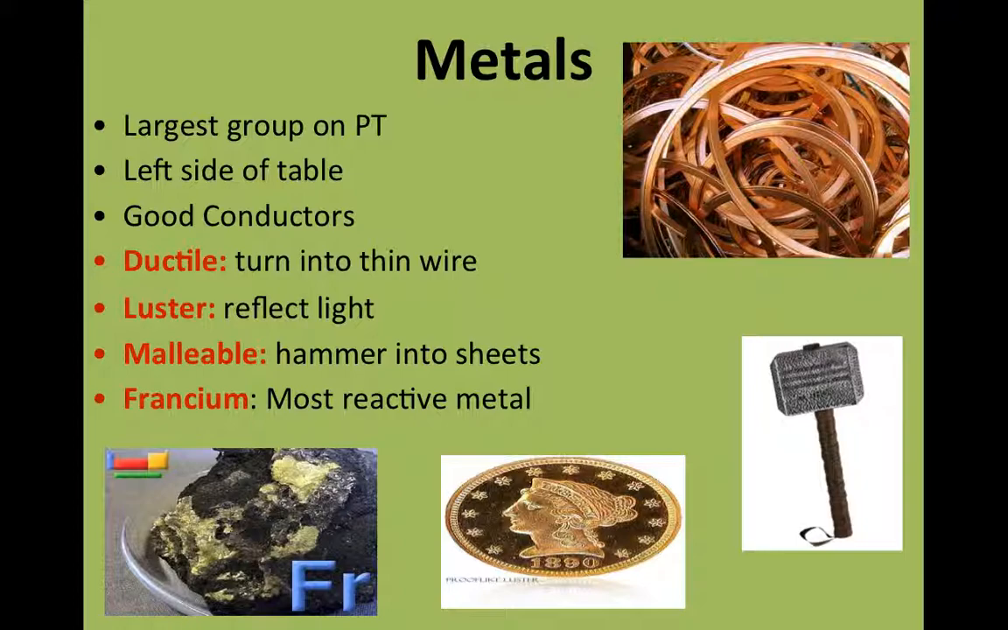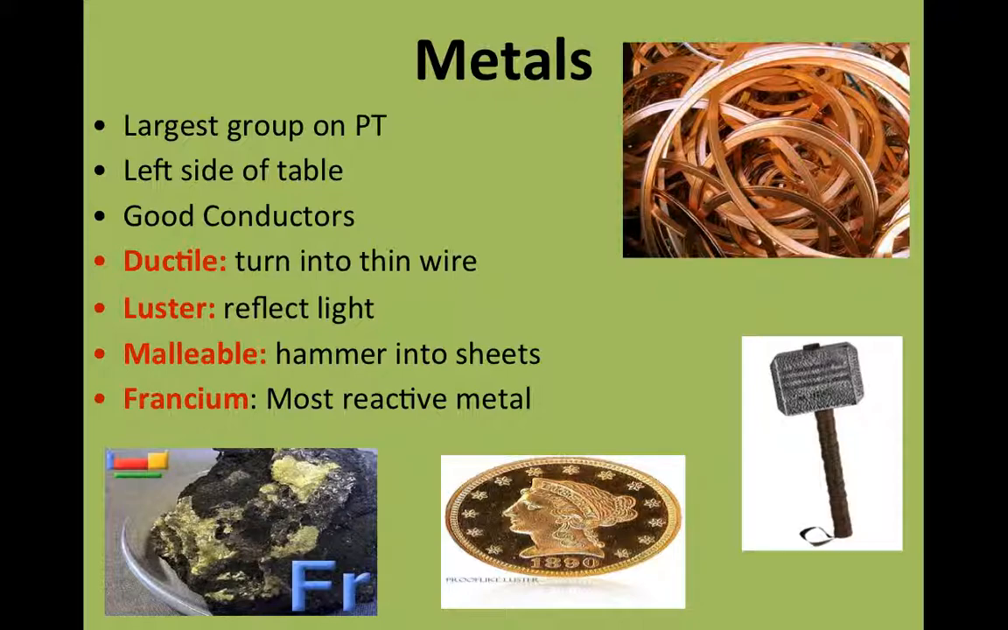Let's start first of all with metals. Metals, as I said before, they are the largest group on the periodic table. They're found on the left side of the periodic table. They're great conductors. That means electricity will flow through them and heat will pass through these materials. Another characteristic is ductile. And ductile, a vocabulary word, means to take the metal and turn it into a thin wire. Okay, so like when you go to Lowe's and you go buy some wire for a project, that right there, the metal has been formed into that thin wire.